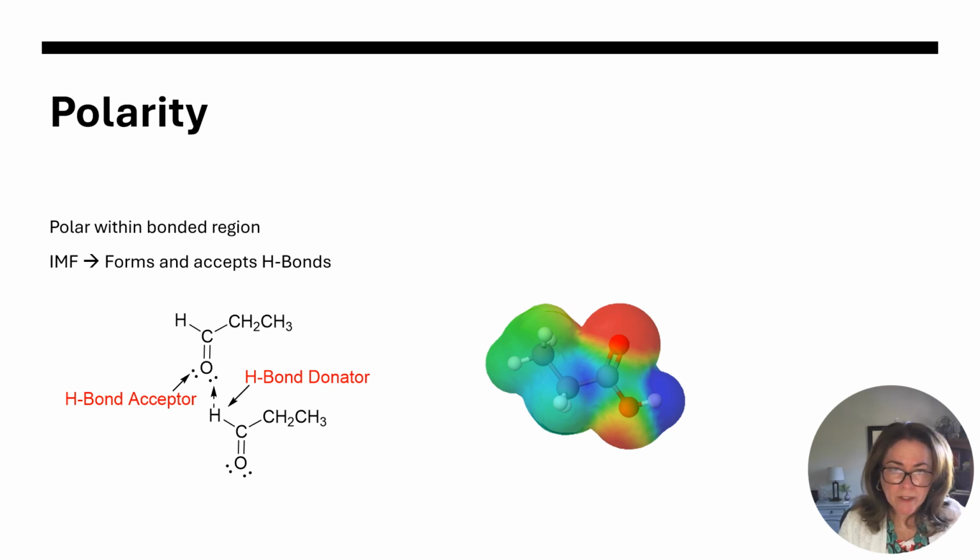So when looking at the polarity of our compound, it's definitely polar in that carboxyl region. The intermolecular forces would be hydrogen bonds. It can both form and accept hydrogen bonds. So the lone pair on the oxygen would be a hydrogen bond acceptor, and then the hydrogen would be a hydrogen bond donor. You can also see from the molecule view that the structure has definitive partial negative sections and partial positive sections, and that would be those red and blue areas in there. So definitely very polar, definitely has some hydrogen bonding.